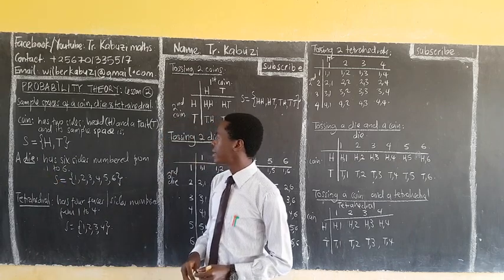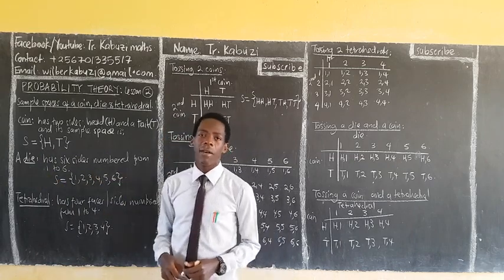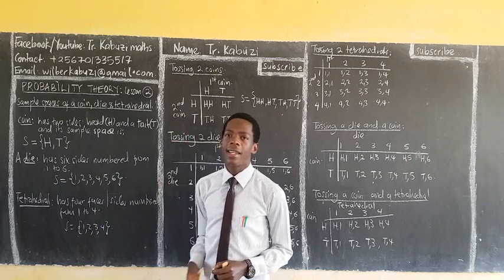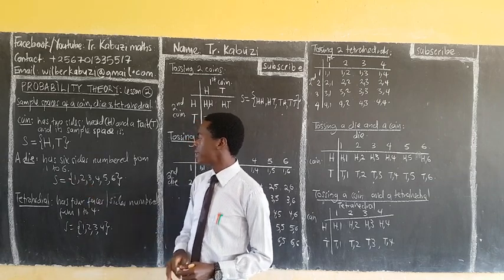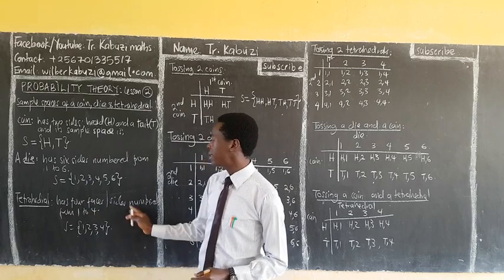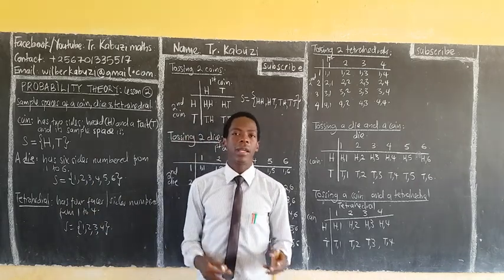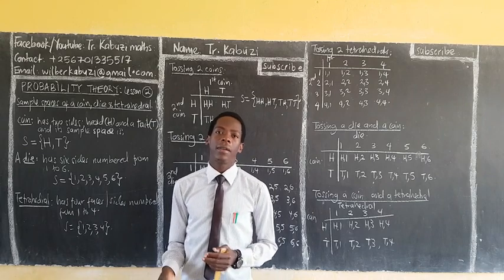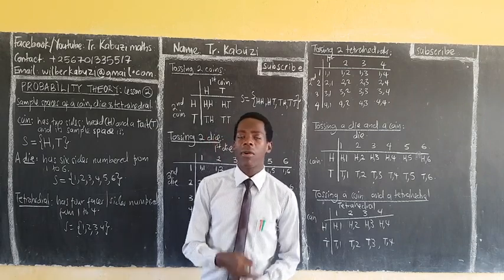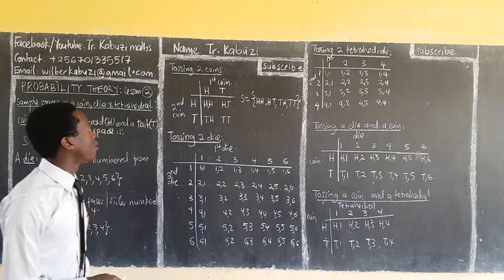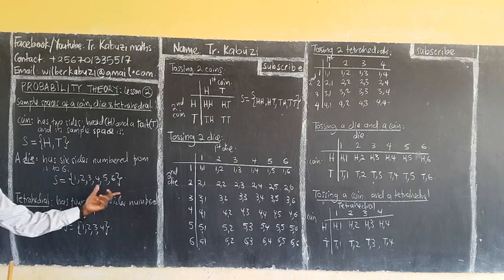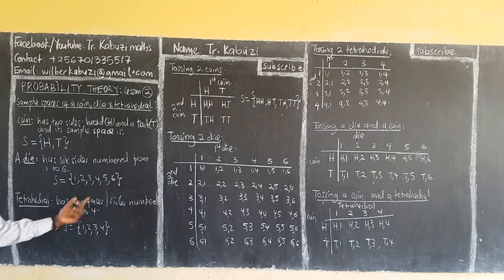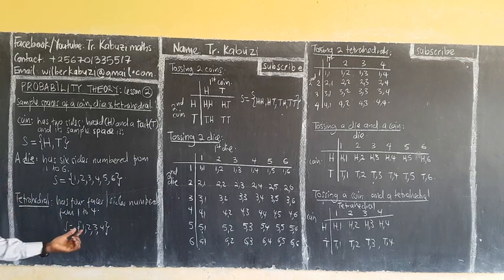A die has 6 sides, numbered from 1 to 6. The tetrahedral has 4 faces or sides, numbered from 1 to 4. Tetra means 4; when you go to pentahedral, it means 5; and octahedral has 8 sides. Now, the sample space of one die: you expect any of these numbers to show. For the tetrahedral, because it has 4 sides, you expect any of the numbers 1 to 4 to show when you throw it.